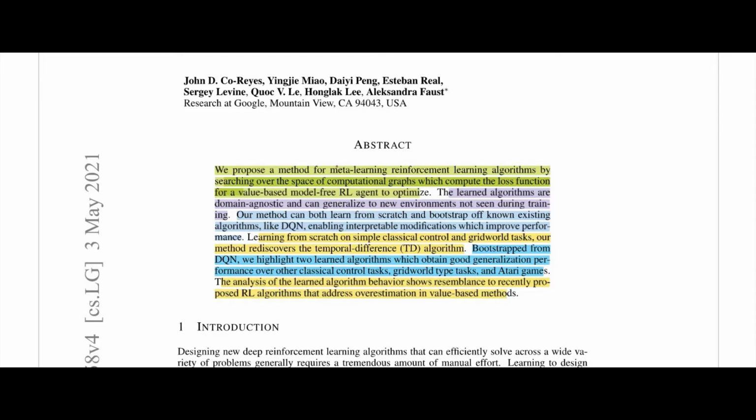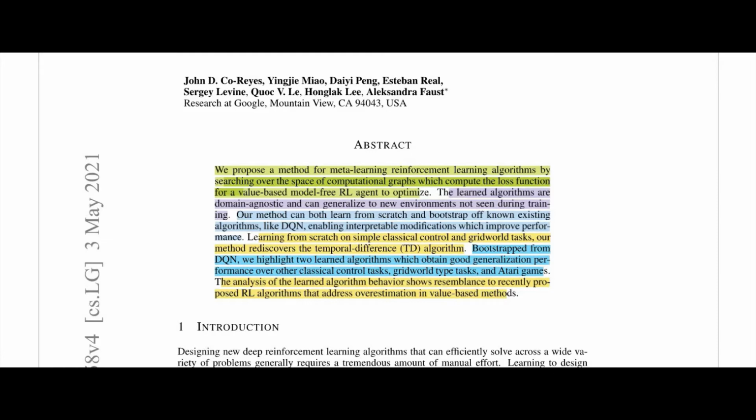So one way to do this is that you can start from scratch. Your initial thing could be a random thing corresponding to a random algorithm, which doesn't probably make much sense. When they run the algorithm, their algorithm is able to rediscover the famous TD learning algorithm. So that is pretty cool.